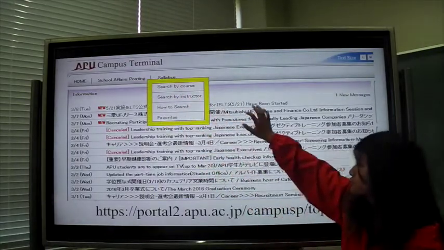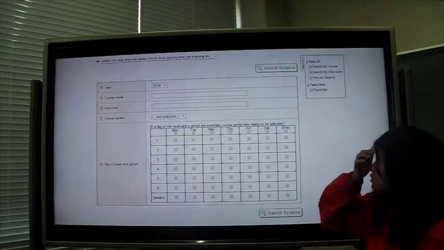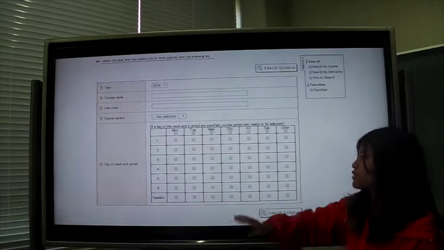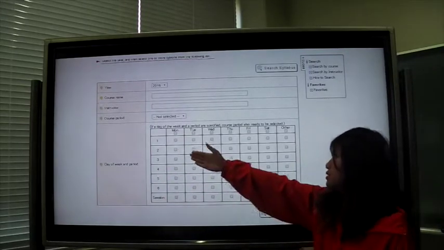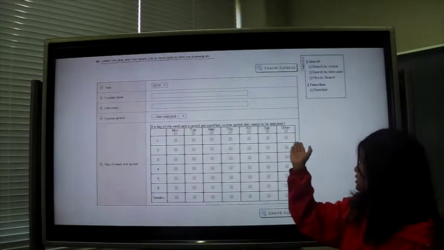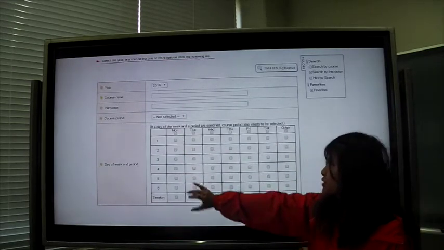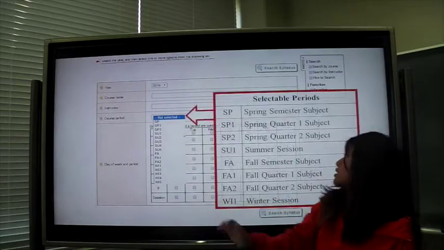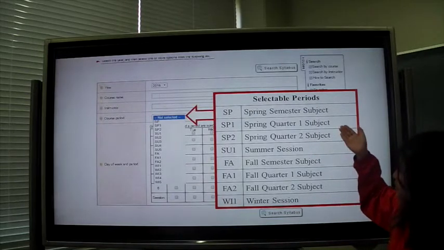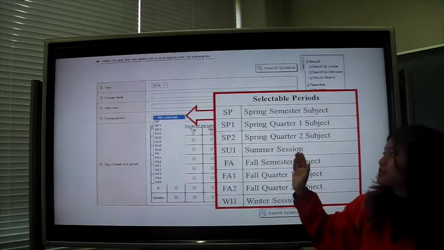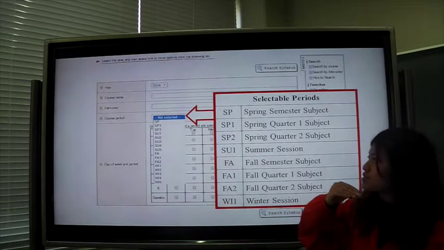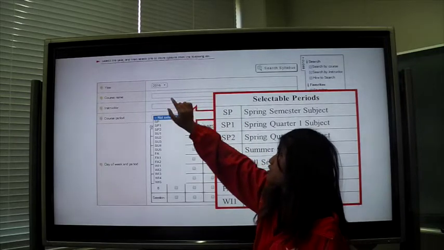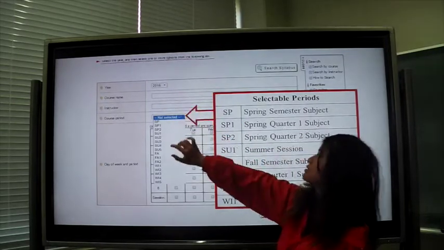by course. You will go to this page and then you can select your subjects by filtering from the day of the week, from Monday to Saturday or other, and from the periods. Please make sure that you also select your course period, which is spring semester, spring quarter, and summer session for your upcoming semester. And then you can also search by either the instructor or the course name, and please remember that you have to change the year to 2017.